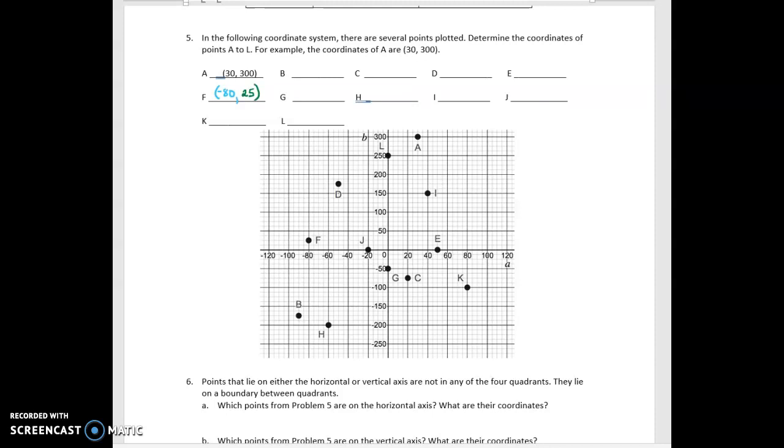Let's do G, and G is this one right over here. It sits on the vertical axis, and so G is 0 because we don't go left or right, and then it's down to negative 50. And then how about L? L is up along the vertical axis, and 250 is how high it gets. Let's see, how about I? I is to the right 40 and 150.